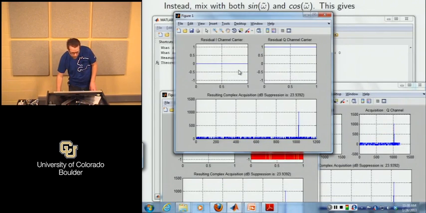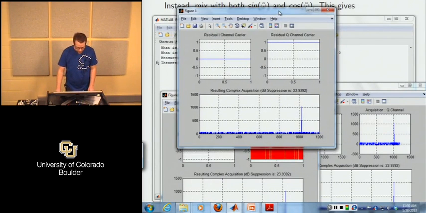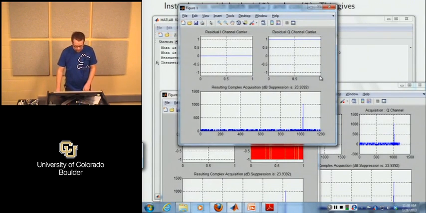So in one of them, I and Q, we have no phase, meaning that in this case, everything ends up in Q. Nothing ends up in I. And in the resulting complex acquisition, we get 23.9 dB, which is what we expect.